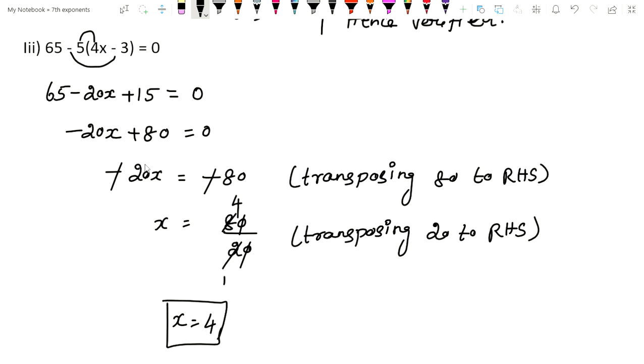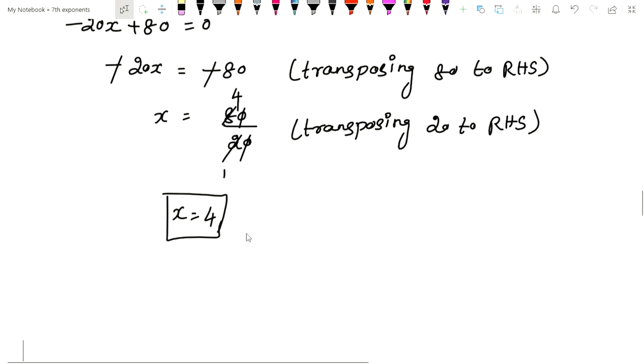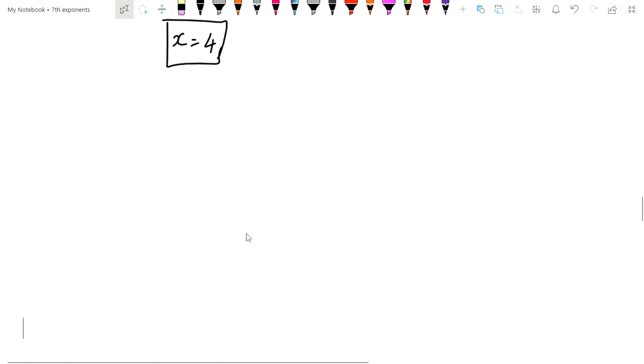Or else directly you can bring it minus 20, after that you cancel this. Okay. So what is the answer? X equal to 4. Now we need to verify. So verification.